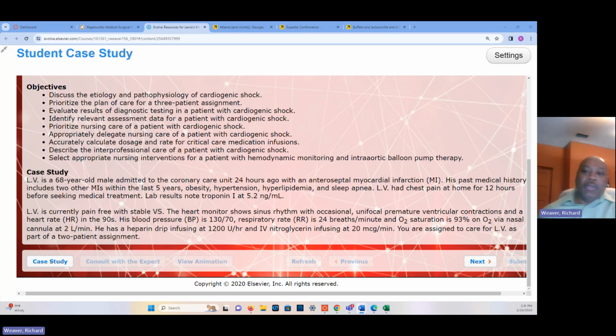Now, the nitro, of course, is to dilate the coronary arteries to improve blood flow, but it can also decrease the afterload so that the heart's pump will be able to push blood out into the systemic circulation with better ease. In other words, all right. So that's the case study, and I think that's enough with that.